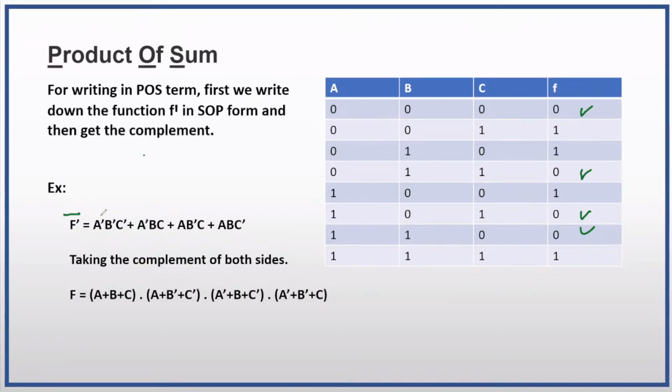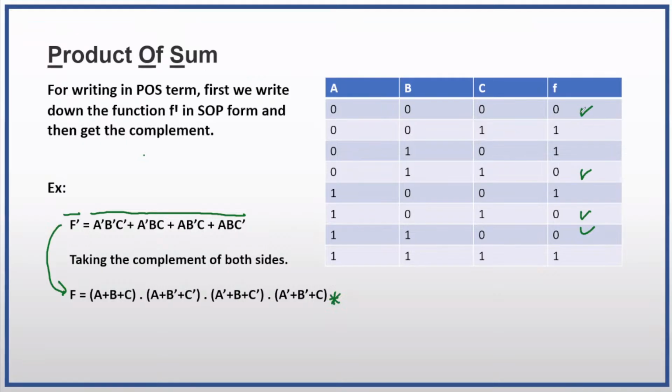Then what you can do, you can get the complement of both sides. Then using De Morgan's law, here you get the complement of the complement F is equal to F. Then when you are getting the complement, according to De Morgan's law, you will get this answer. And also you can directly write this answer.